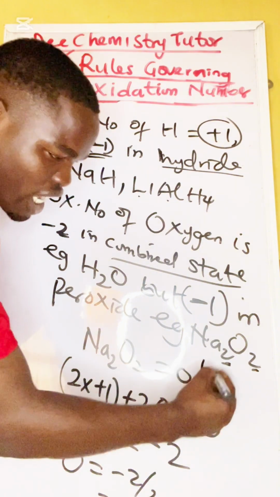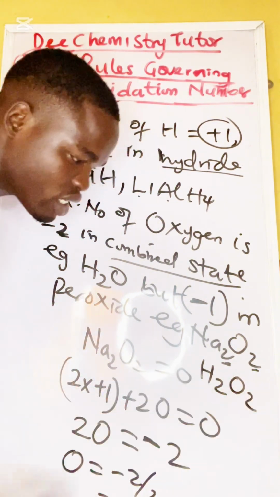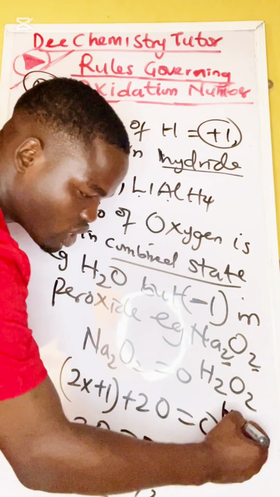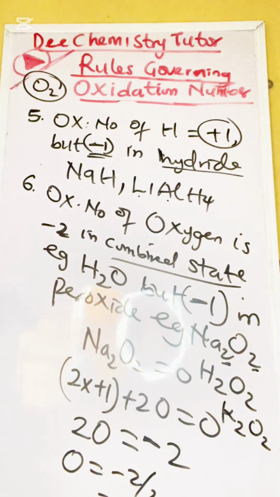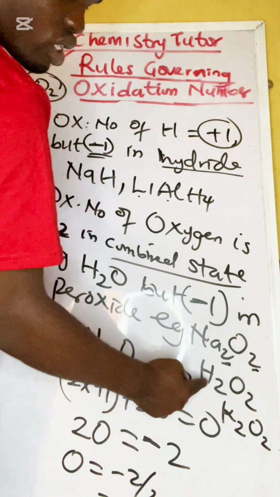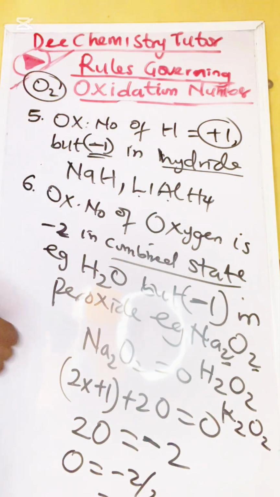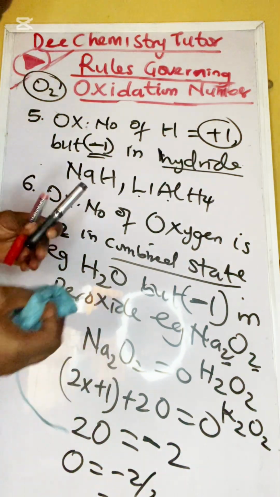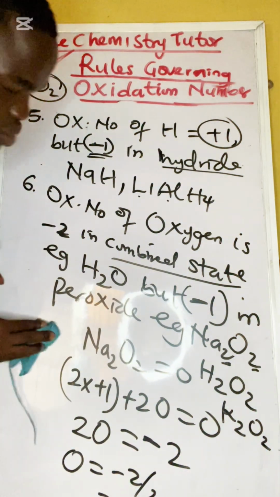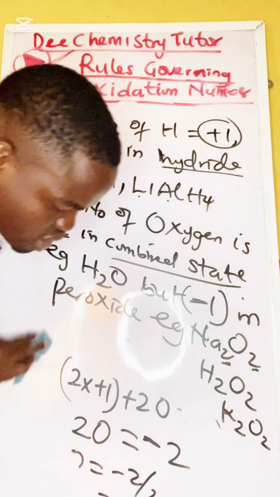Another example of peroxide is hydrogen peroxide, H2O2. Another example of peroxide is potassium peroxide, K2O2. So these are peroxides: Na2O2, H2O2, K2O2. Now let me give you another one. There's something called superoxide. But let me explain something if you understand this one.